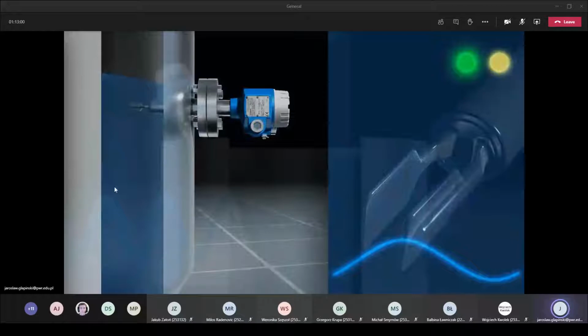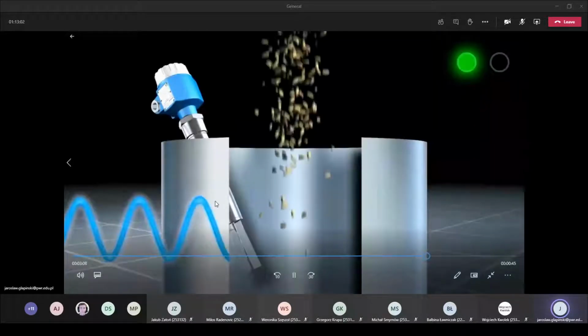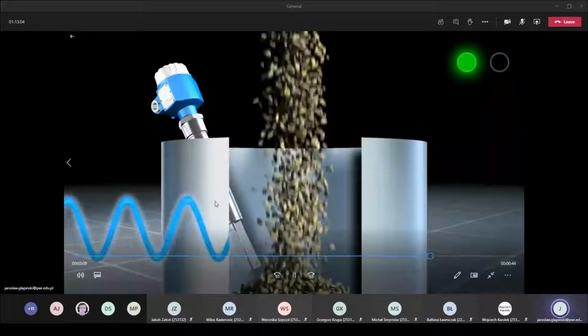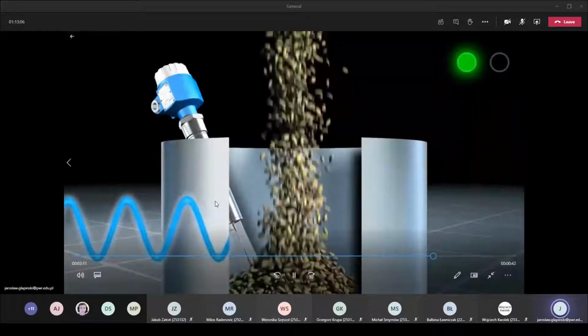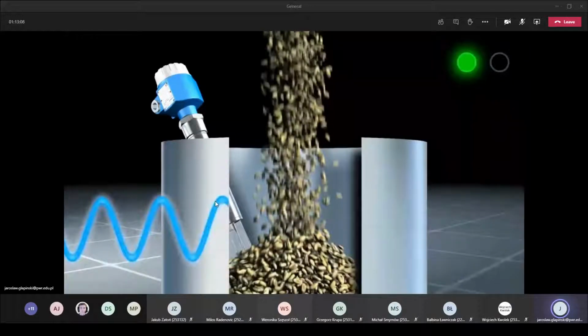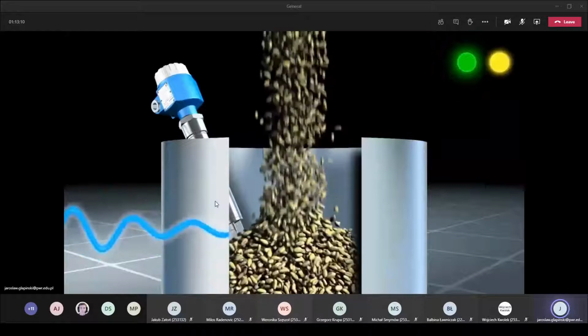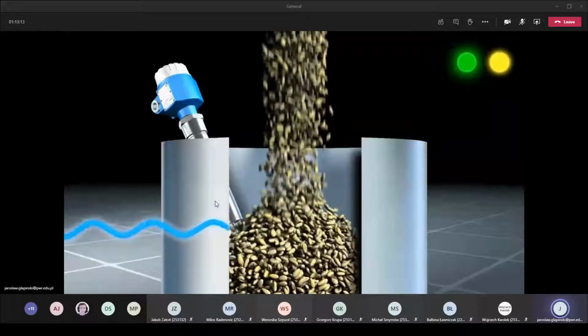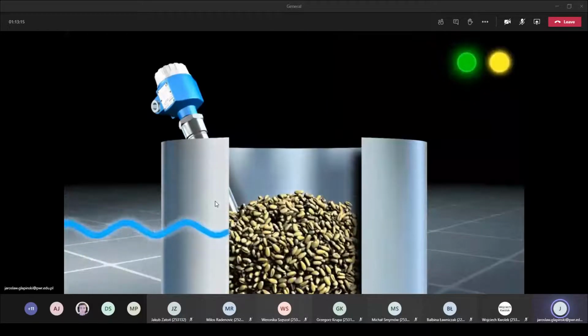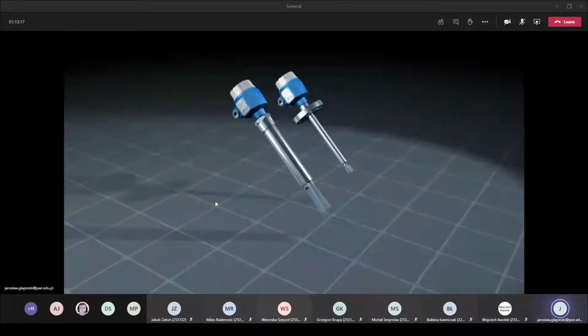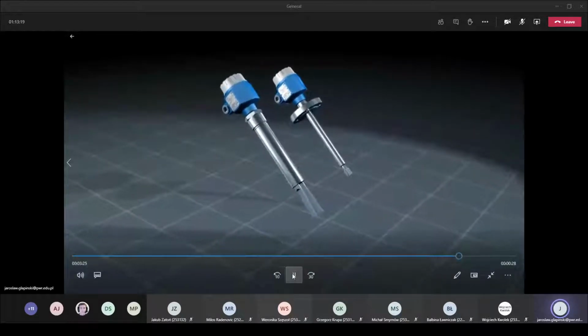In solids measurement, only the piezoelectric stack drive is used. As the bulk solids cover the fork, the oscillation is damped. This changes the amplitude of the oscillation. The change is analyzed and converted into a switching signal. The vibronic measuring principle of Endress+Hauser.